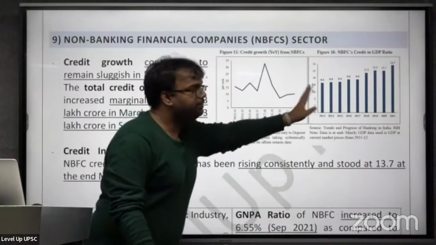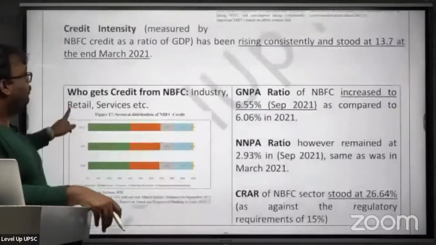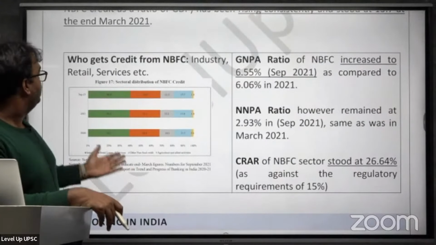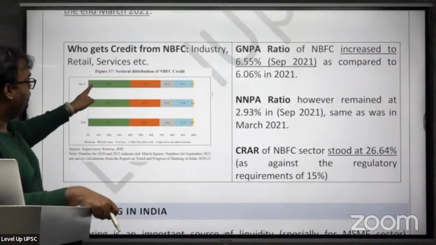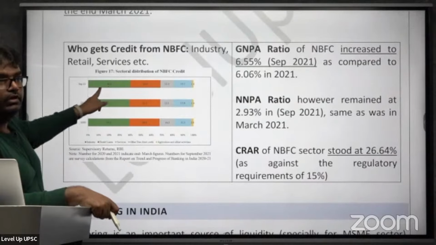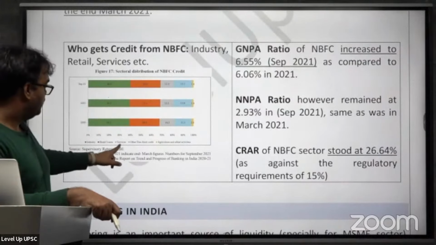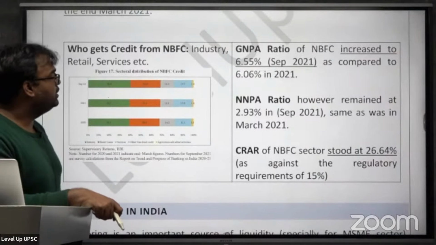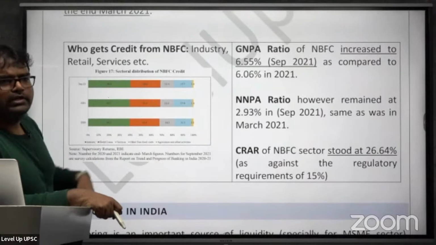This credit to GDP ratio is called credit intensity. Now, if you want to look at broadly where the money from NBFCs goes, you can see that most of the money by NBFCs goes to industry. 40% of the money in September 2021 from NBFCs had gone to industry. The rest were retail loans, services, other non-food credit, and agriculture and allied activities. So agriculture and allied activities get a very small amount.